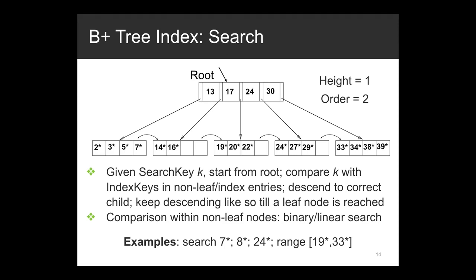What about 8? 8 is the key that you're looking for. So come here, 13, go to the left, look here, the largest is actually 7. 8 should occur between 7 and 13. There's nothing to the right of 7 in this page, and therefore you can declare that the search key 8 does not appear in the data set at all. It does not appear in the relation at all.